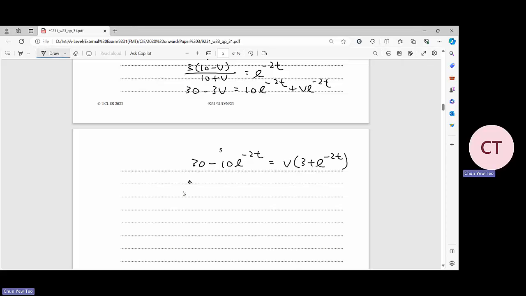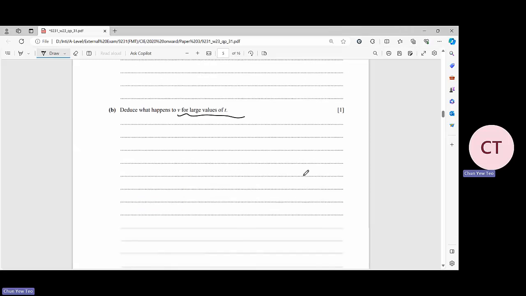Therefore, your v is equal to 10 times (3 minus e power negative 2t) divided by (3 plus e power negative 2t). Done for this answer for the v. Okay, then move on with part b.